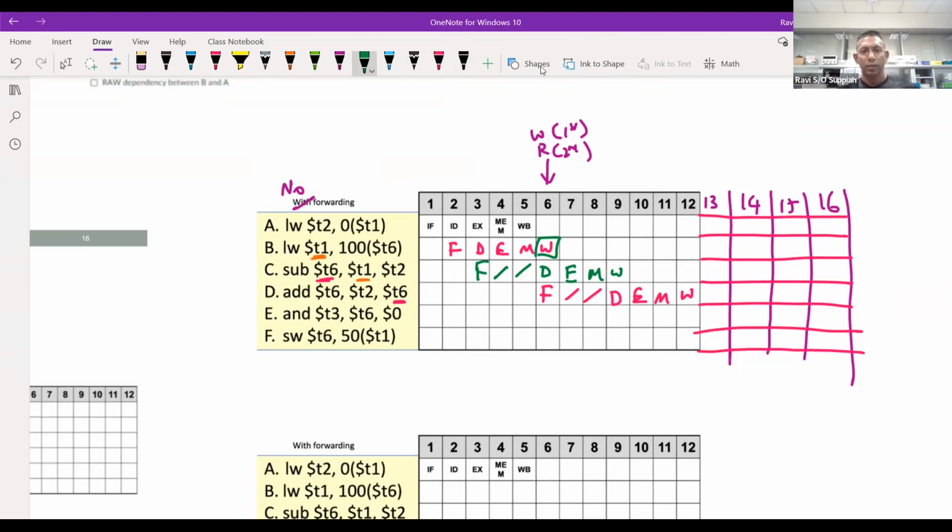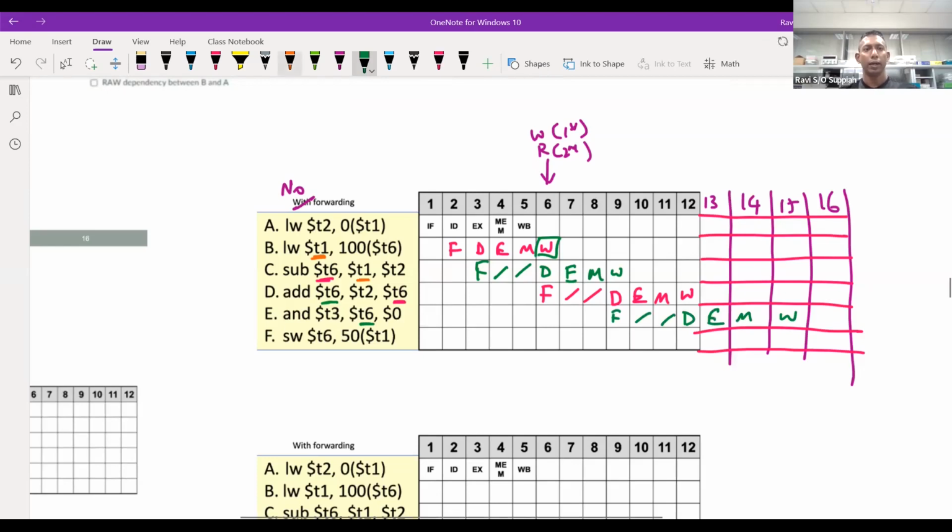The next instruction can only be fetched over here. Okay, the end. And again, I see that I have another dependency here. T6 is updated in instruction D and T6 is needed in instruction E. So again, I have to stall, then decode, execute, memory, and write back.